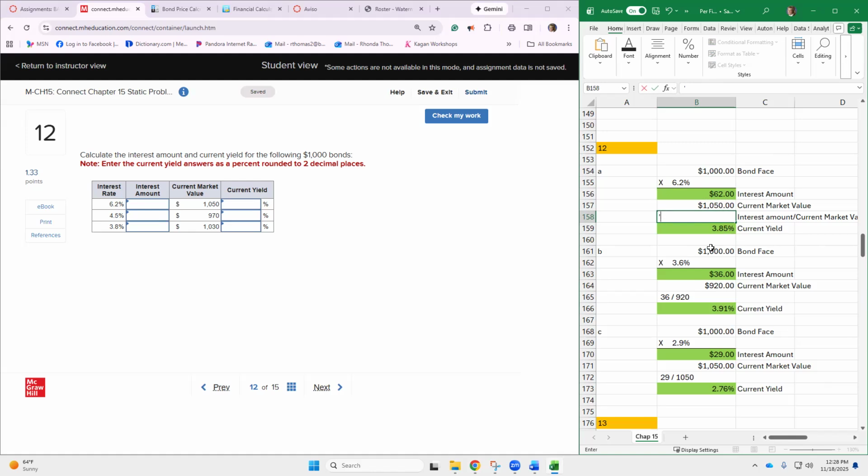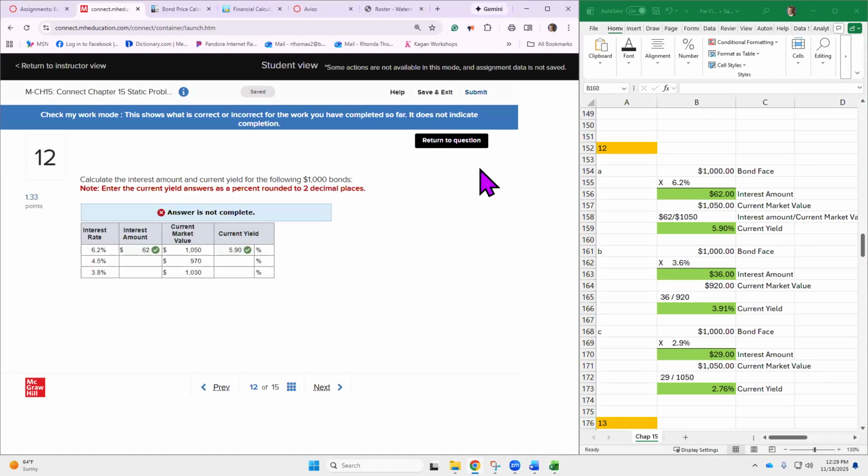So, all right. Okay. So the current yield equals, current yield is 5.9. All right. So, yep. Well, I think we got it.